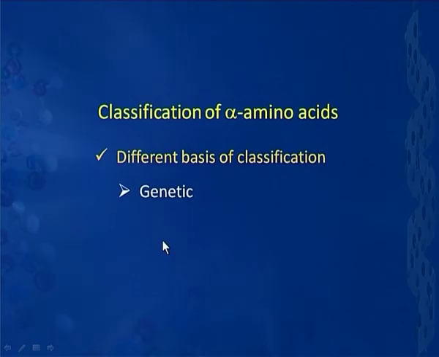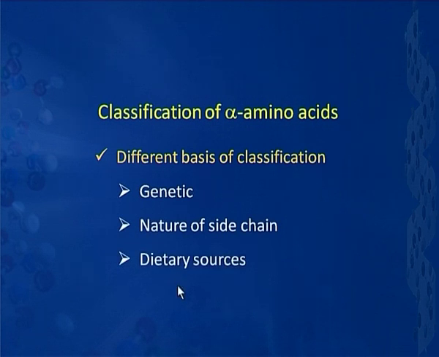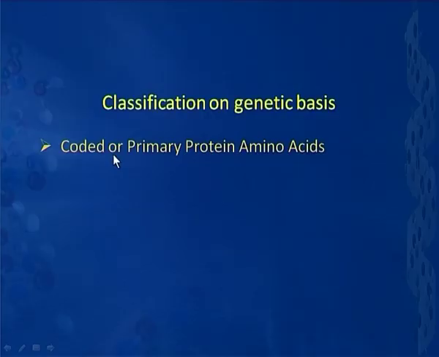There are different bases. The first basis is the genetic basis, which we will talk about a little while from now. The second is the nature of side chain. The third one happens to be the dietary source. Now, let us start with the classification of alpha amino acids on genetic basis. On genetic basis, there basically are 2 classes. The first one happens to be coded or primary protein amino acids.